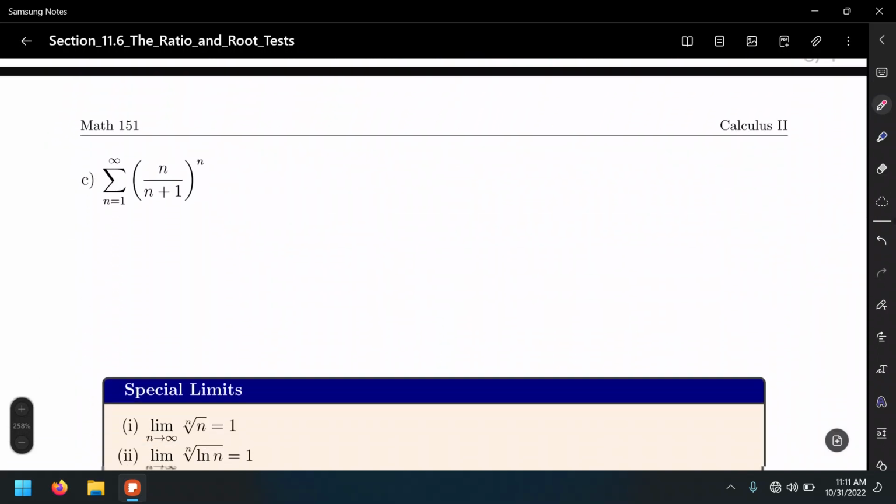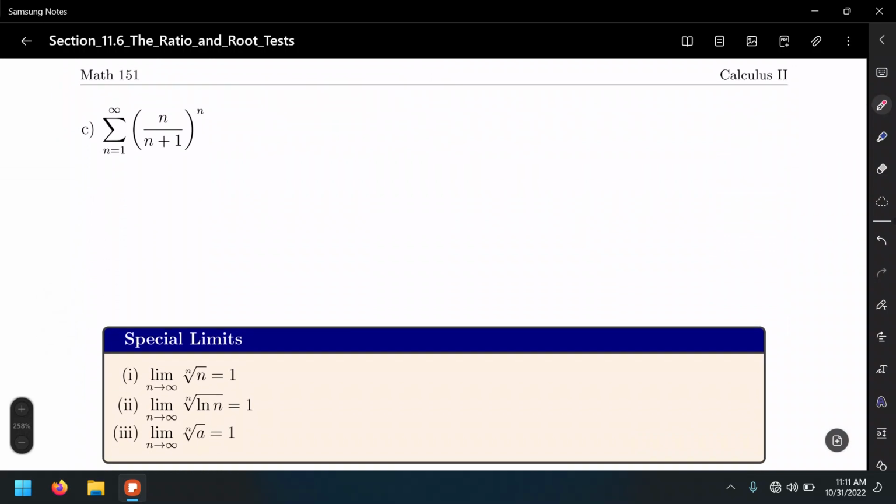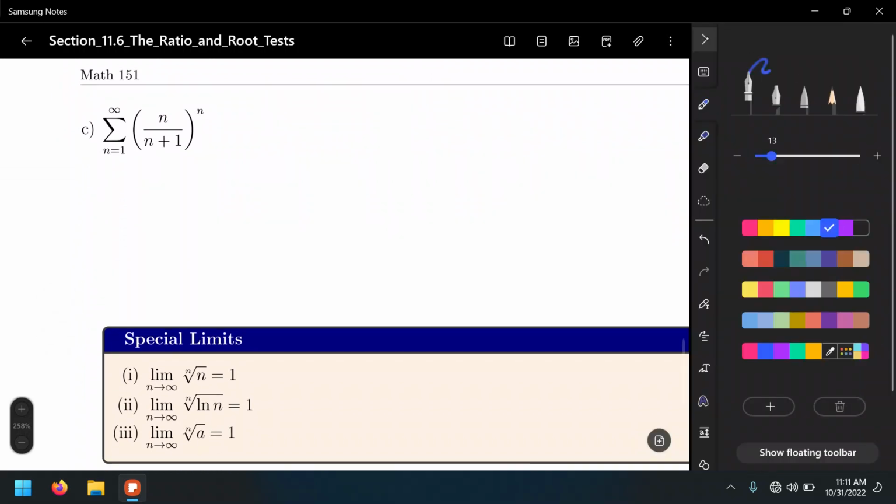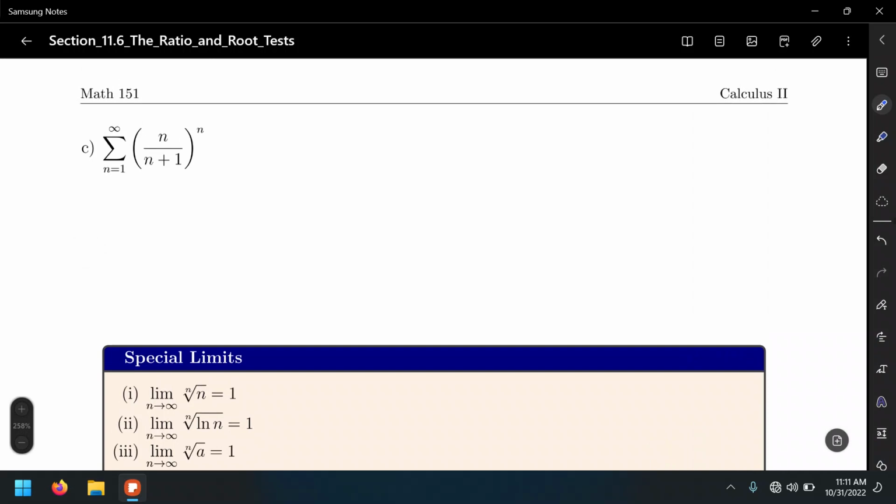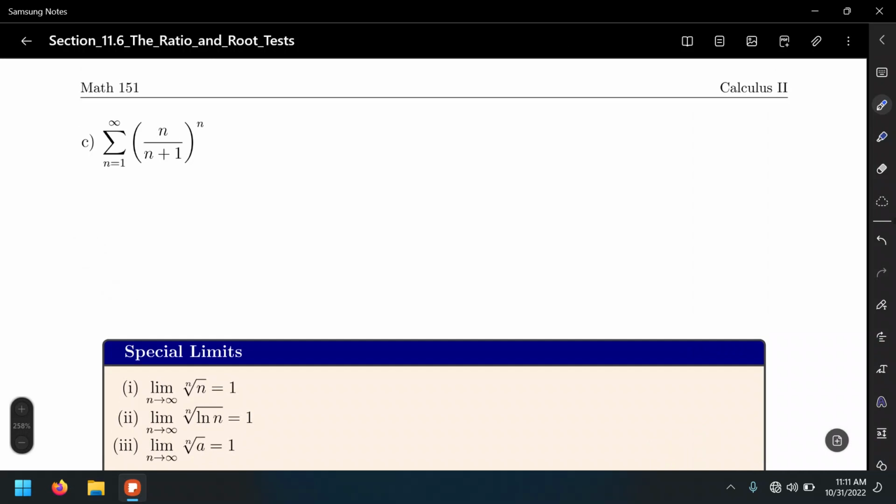Let's look at the next example. Sigma n equals 1 to infinity of n over n plus 1, the whole thing to the n power. So let's set up the limit.